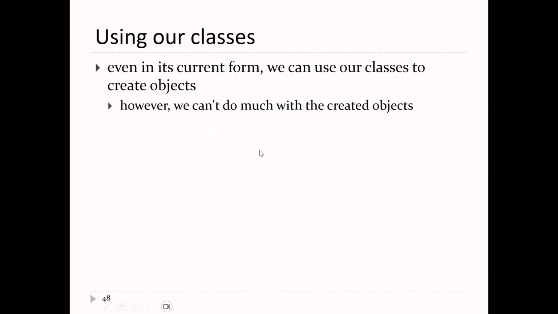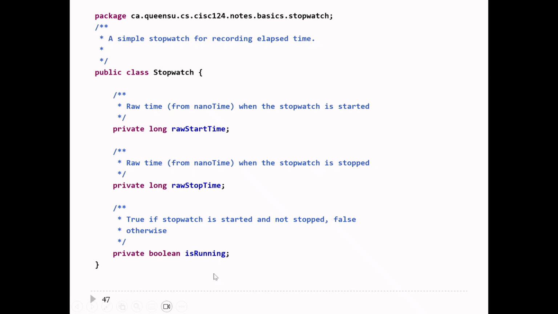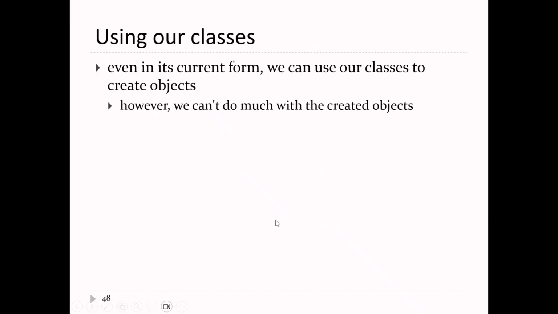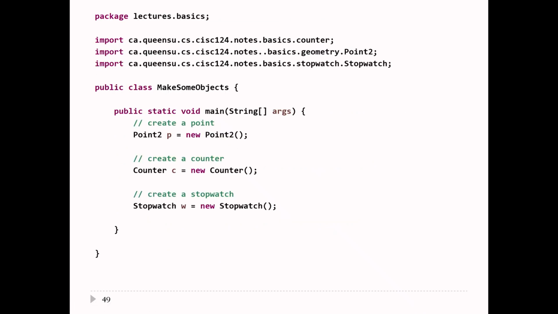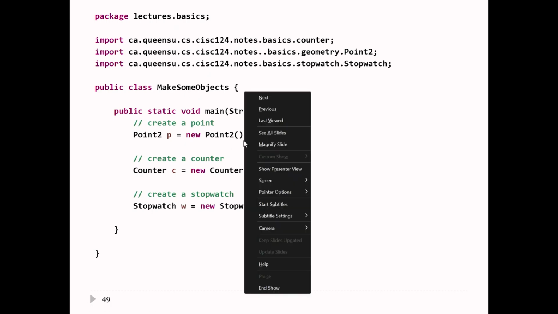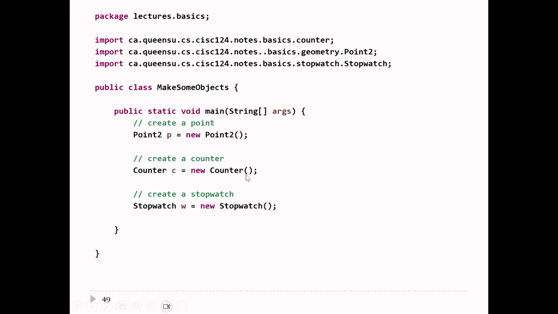Okay, so when you make a class like that, if you don't declare a constructor, so no constructor here, you get one for free. So the Point2 class gets a Point2 no-argument constructor for free, Counter gets its no-argument constructor for free, and Stopwatch gets its no-argument constructor for free. So in other words, when you make a class with no constructors, the compiler makes one for you, and that lets you write code like that.